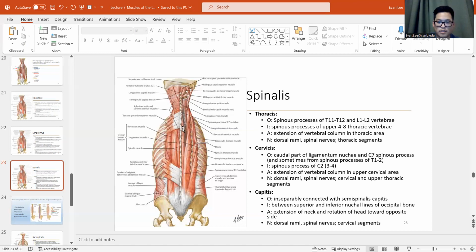So in this case, once again, these two, thoracis and cervicis, very similar, extension of vertebral column, and then extension in the thoracic versus cervical, respectively. And then the capitis region is going to be where you can extend the neck as well as rotate the head as well. So spinalis is going to be helping to extend basically all of the vertebral column, but then also it's going to help with rotation of the head to some extent, attaching to the nuchal lines of the occipital bone.